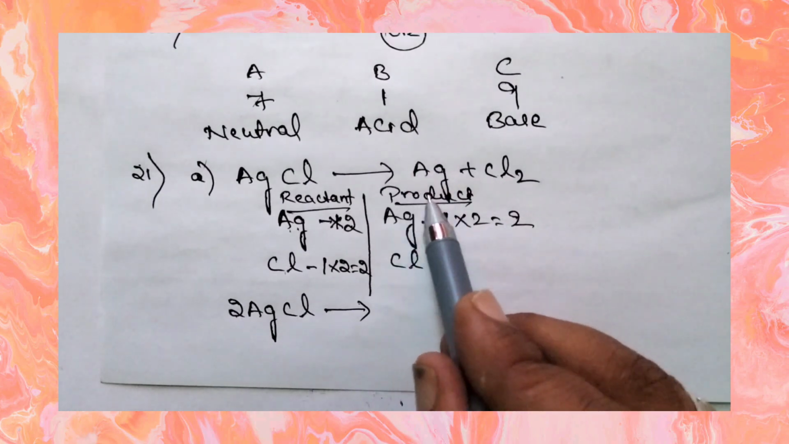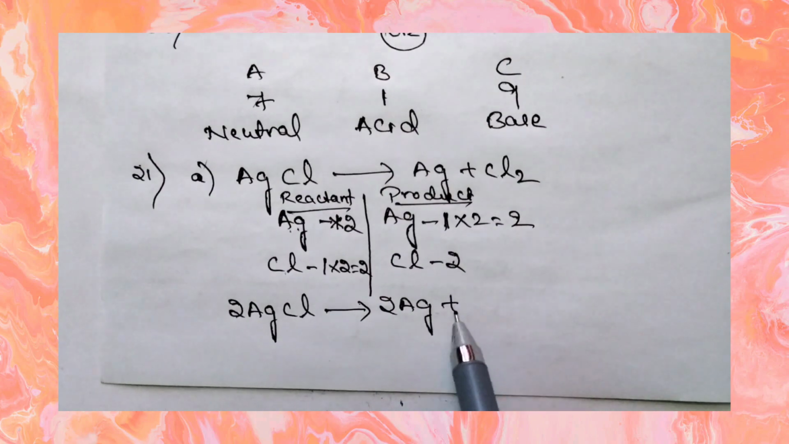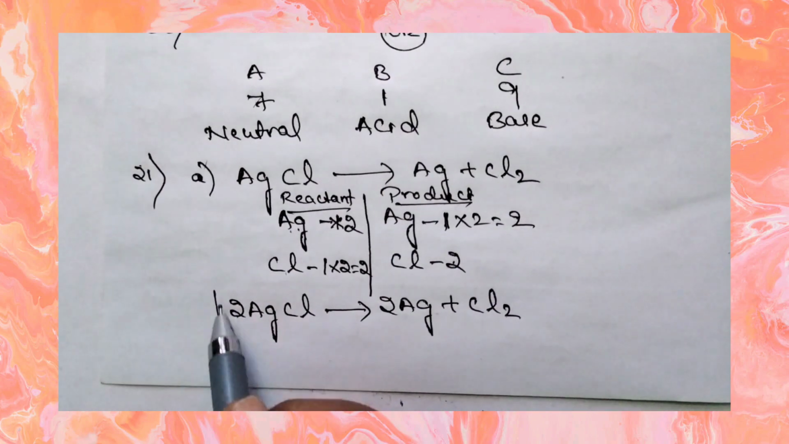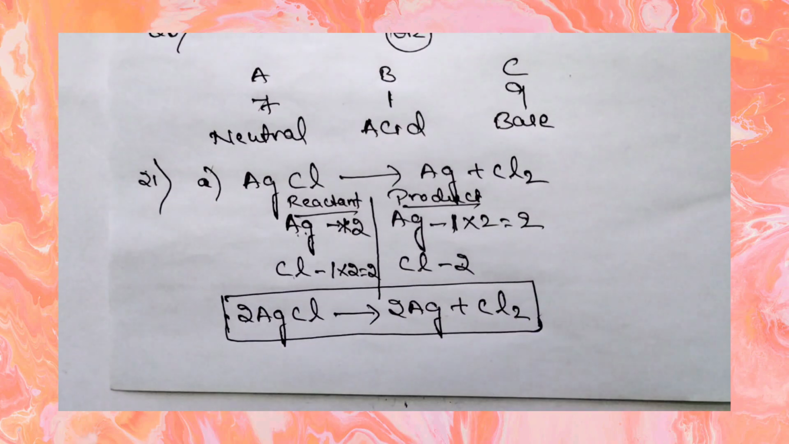So this silver is multiplied by 2, so it gives rise to 2Ag plus Cl2. So this is the balanced equation. What is the balanced equation? 2AgCl gives rise to 2Ag plus Cl2. So like this we have to balance this equation.